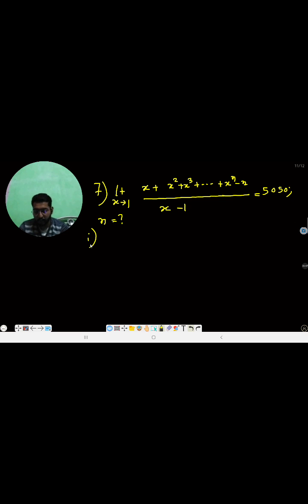Limit x tends to 1, and it is given (x + x² + x³ + ... + xⁿ − n) divided by (x − 1) equals 5050. Here we have to find the value of n. The options are given like this: 10, then 100, then 150, and number 4 is none of these. Okay, now we have to find this limit, a very interesting one.